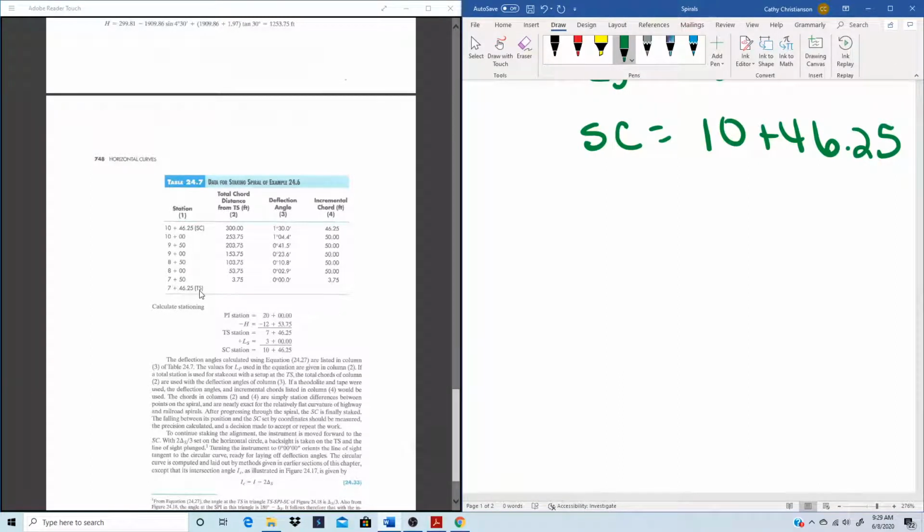You want to stake this. They're having to stake every 50 feet, so that's half station. So you go up to the next even station. That'd be 7+50, 8+00, 8+50, 9+00, 9+50, 10+00, and the last one's the spiral.